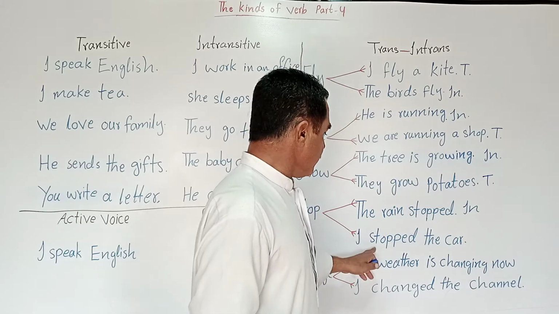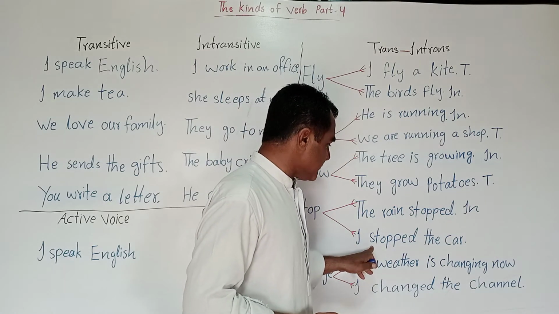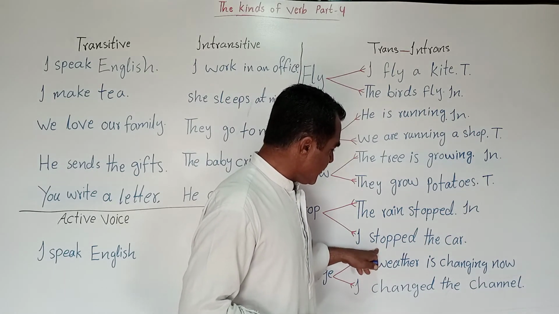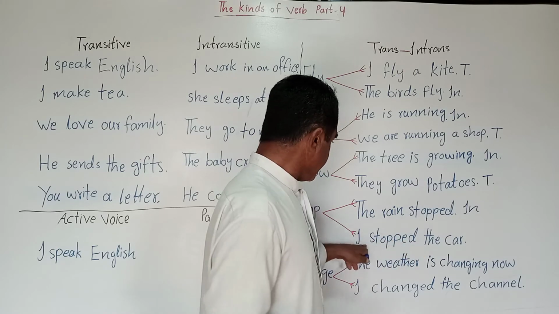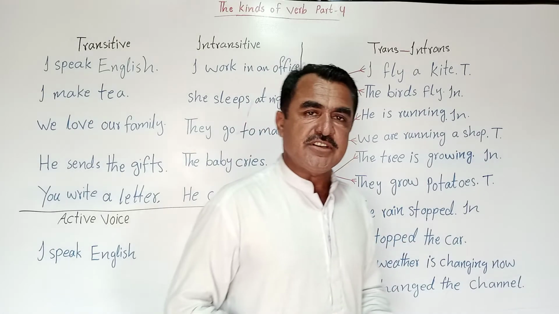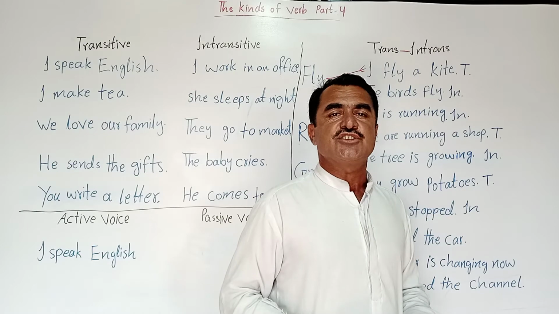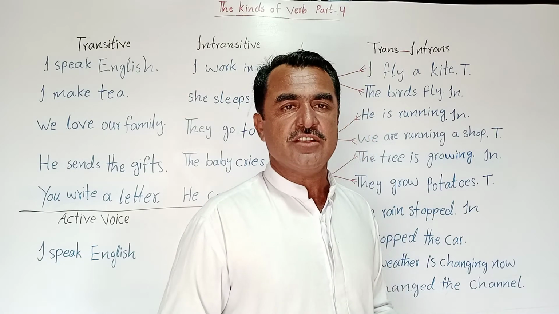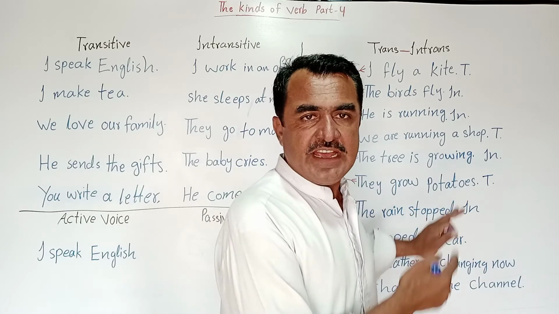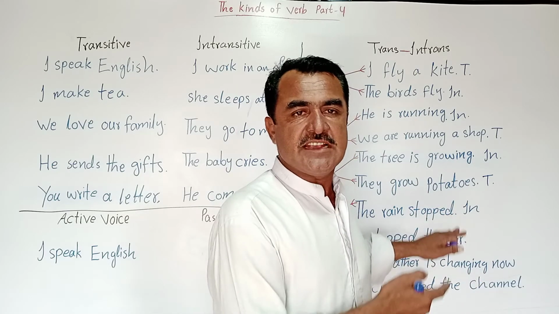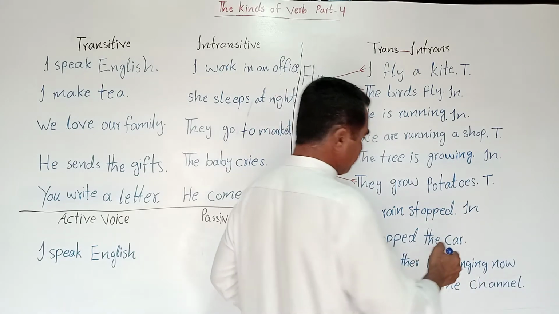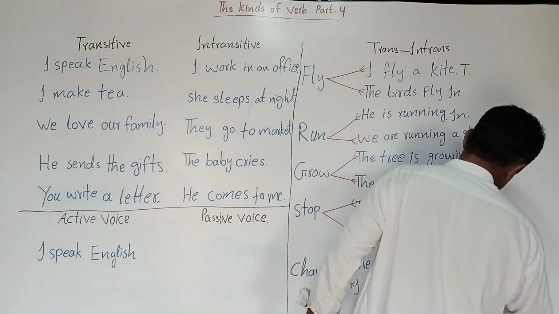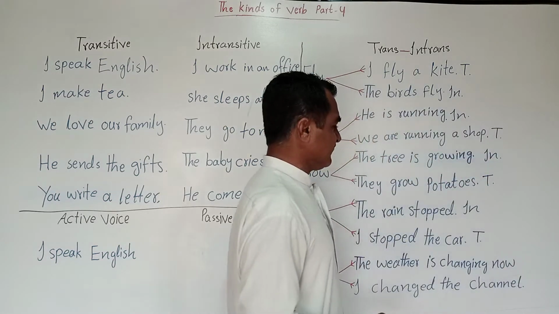Now you should see the sentence, just take a look here. I stopped the car. I stopped what? I stopped the car. So that is why here it has been used as a transitive verb. I will put a T here, transitive.